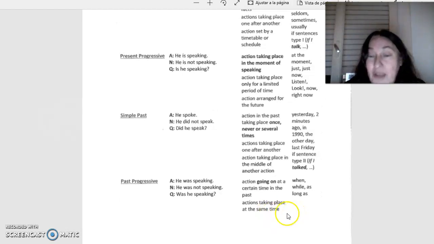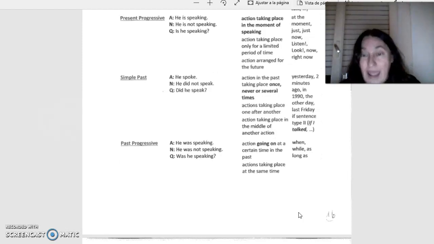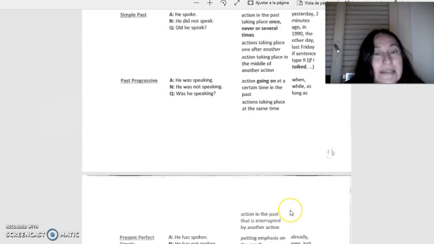It's very frequently combined with the simple past in this way. When you have a long action and a short action. When a long action is interrupted by a short action. Typical example, I was having a bath when the phone rang. While I was studying for the exam, my friend rang, for example.